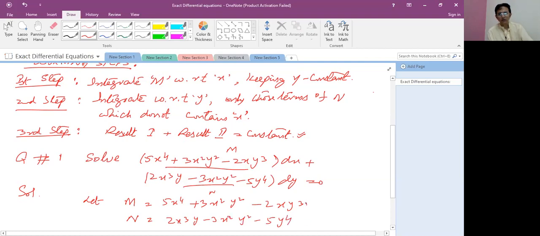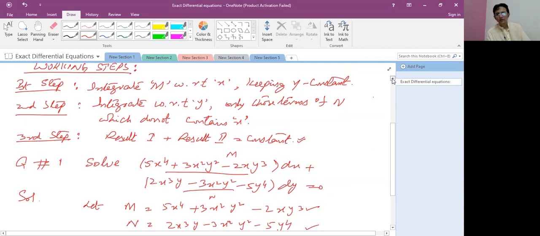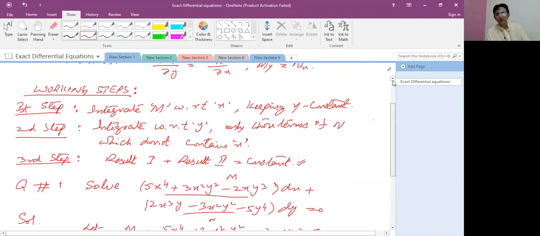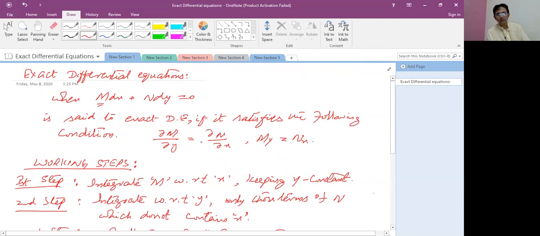First we identify the coefficient of dx, the value of M, and of dy, the value of N: identify what is M and what is N. M into dx and N into dy. So first we write M and N. After that, according to the methodology, we check whether the given differential equation is exact or not.